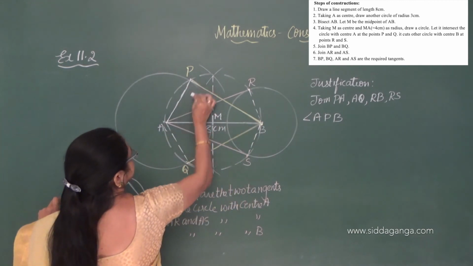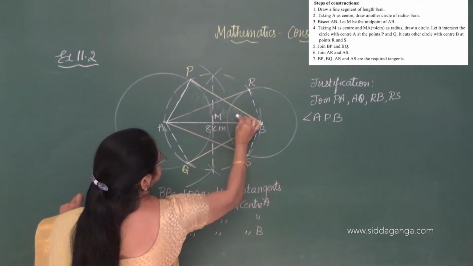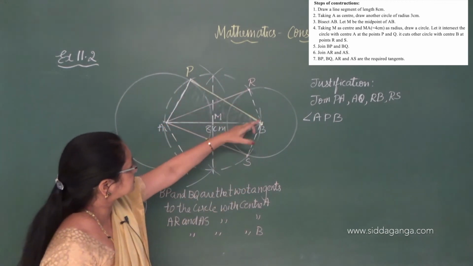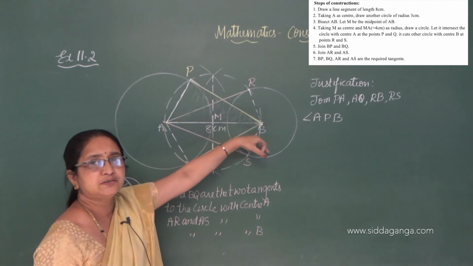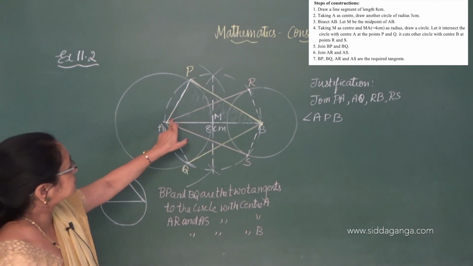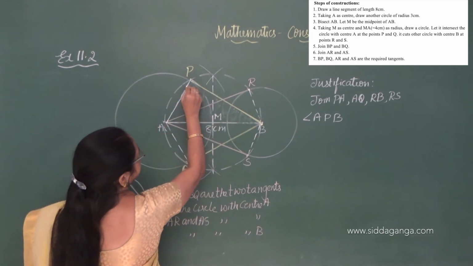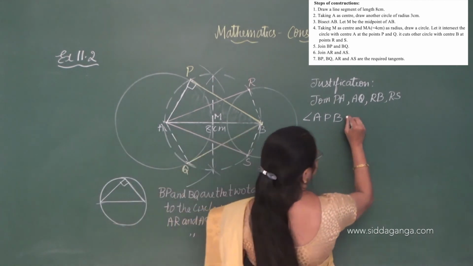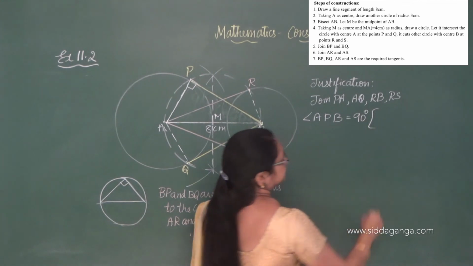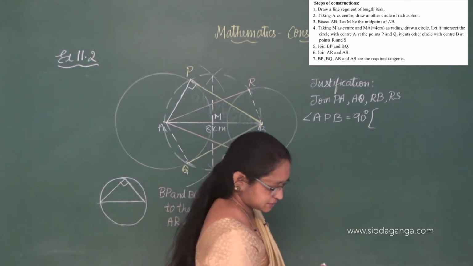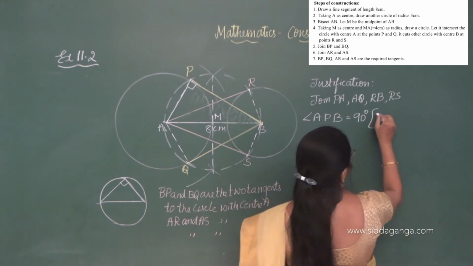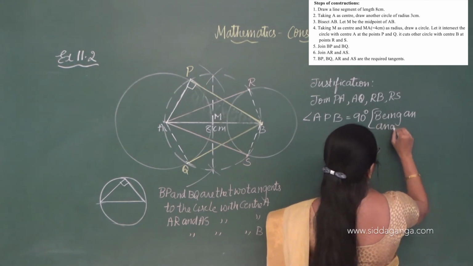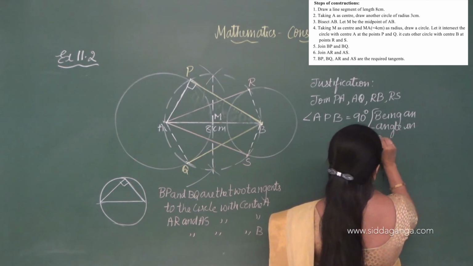Shall I shade this? Please observe. This circle which I have drawn with dotted lines is nothing but a semicircle here. The angle in the semicircle is 90 degrees, you all know. So angle APB is equal to 90 degrees. What is the reason? Angle in the semicircle. You can write: being an angle in semicircle.